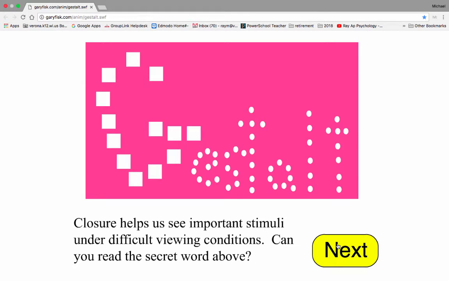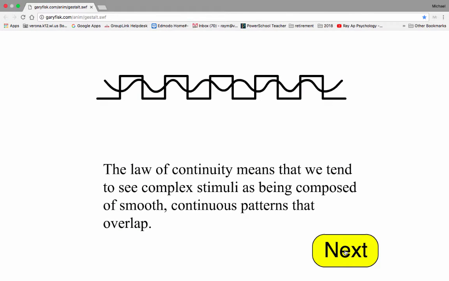Closure, very powerful. Closure also helps us see words in holiday lights, for example. So we might see Gestalt here, see the T and the A and the L and the T, even though there are no connected dots here. Closure helps us see things, see words in lights and so forth.